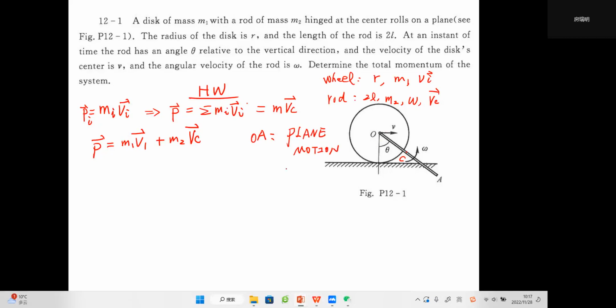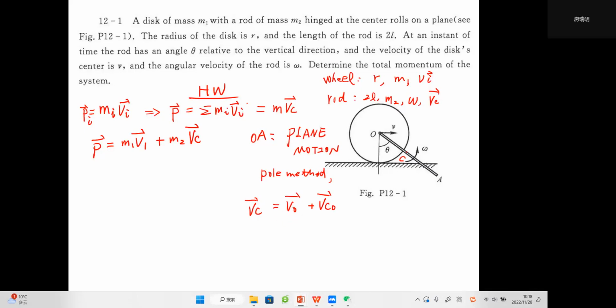So we should use the pole method. Do you guys still remember? We should use the pole method to find the mass center's absolute velocity VC, right? So it's very convenient for us to select the point O as the pole point. Actually, what we want to find, VC, should equal VO, which is our pole, plus VCO, right? You guys still remember this equation?